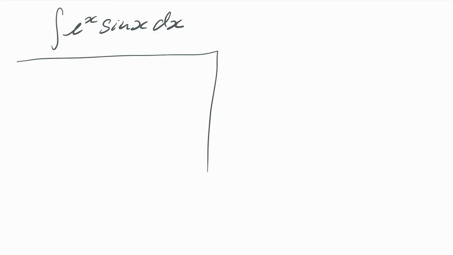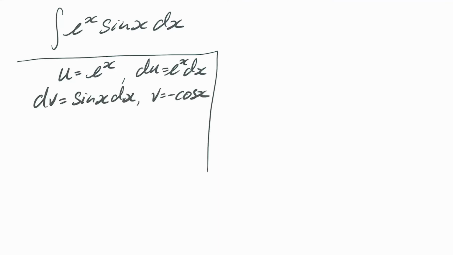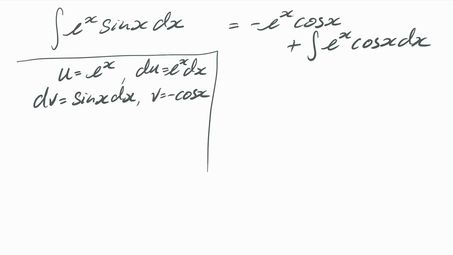So let's try, for sake of argument, u equals e to the x, du is e to the x dx, dv is sine x dx, so that v is minus cos x. So using the integration by parts formula, I seem to have got no further forward because e to the x cos x is just as difficult to integrate as e to the x sine x. Let's, for sake of argument, do integration by parts again on this second integral.